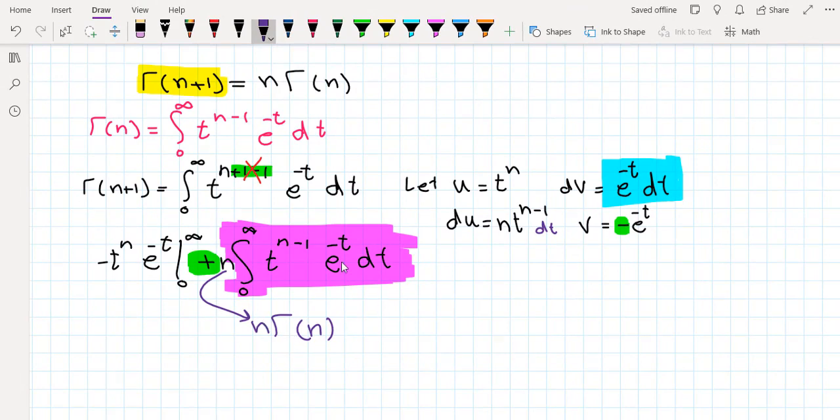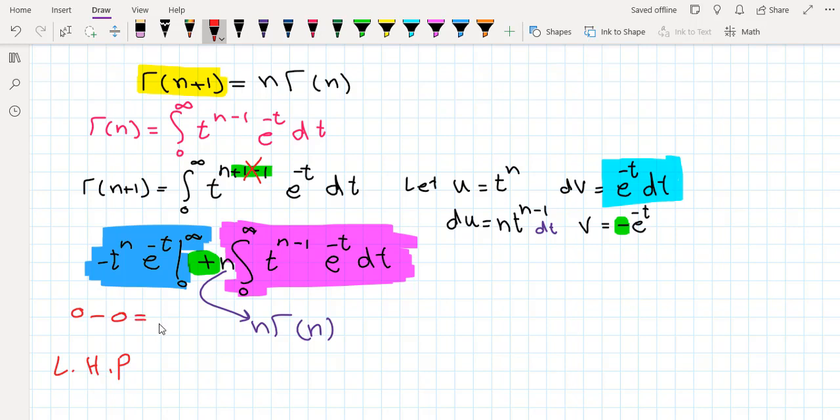So far, easy. And what happens to this part, it's going to be 0. Because when we substitute 0 in place of t, this side will be 0, and 0 times e will be 0. And when we substitute infinity in place of t, using limit, using L'Hopital's rule, we can figure out the limit of this one at infinity is 0. So 0 minus 0 is equal to 0. So this part is 0.